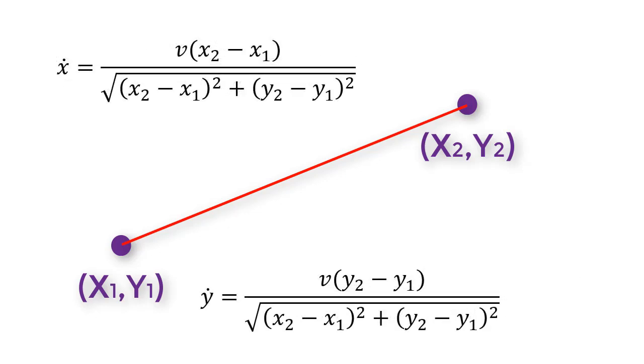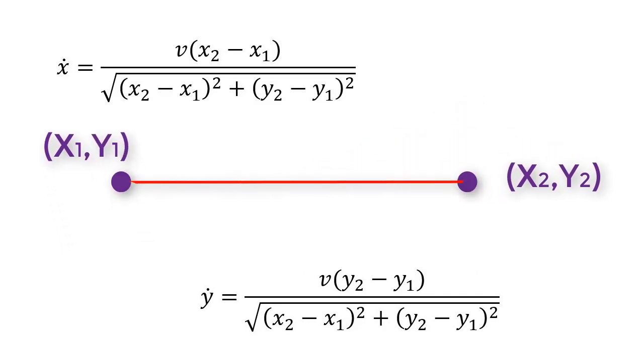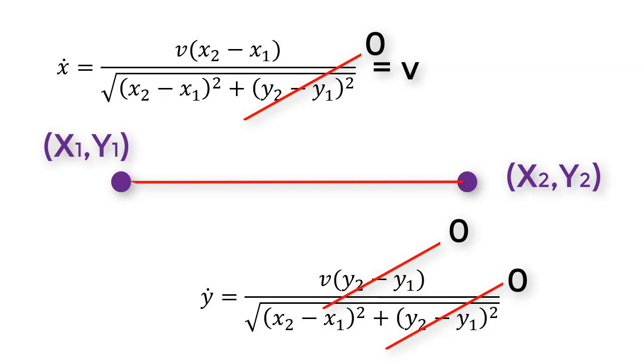Now, let's pause for a moment to think through the meaning of these equations. Suppose we want to move the end effector in a straight line in the x direction. In that case, y2 minus y1 would be equal to 0. And this whole equation ends up being just x dot equals v, the velocity of the end effector, which is what we would expect. And y dot would end up just being 0.